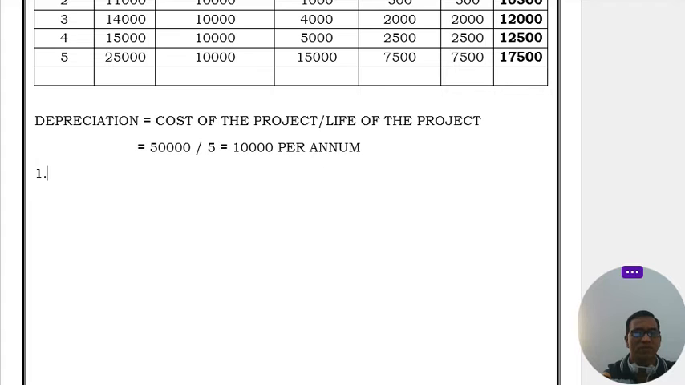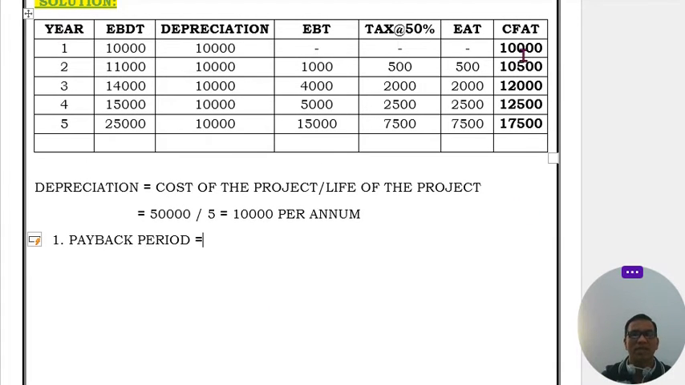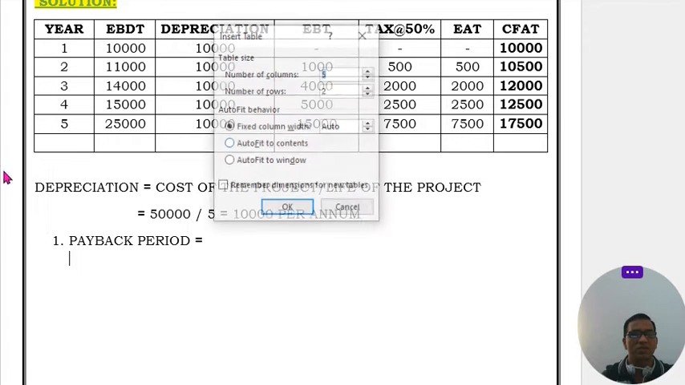As I told in the previous videos, there are two ways to calculate payback period, depending on whether the cash flows are uniform or non-uniform. Here the cash flows are non-uniform. When the cash flows are non-uniform, you have to calculate a cumulative CFAT column, and from it apply the interpolation formula. So let me prepare the table here. One more table is required.